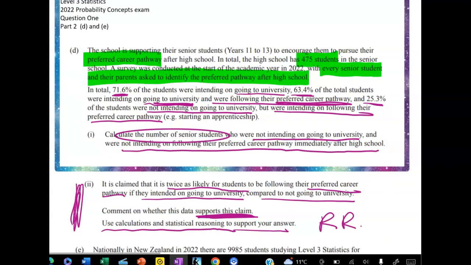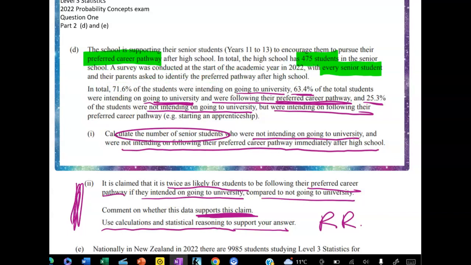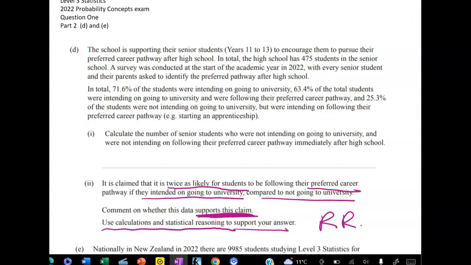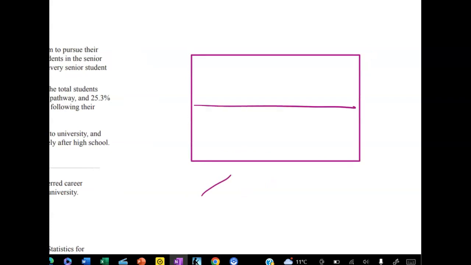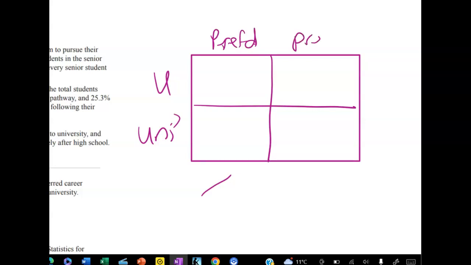Right, let's go back to part D now and clean up this big mess that I've made. Right, so we could do this in a few different ways, but when I look at this, I don't see a lot of conditional probability, so I see 71.6% of students intend on going to uni, and I've only got 2 variables. So I'm going to try and do this one with a table again. So this is uni and not uni, and this is preferred and not preferred, meaning that's shorthand for preferred career pathway.